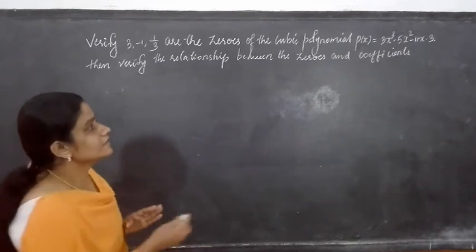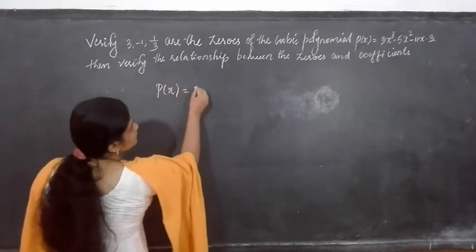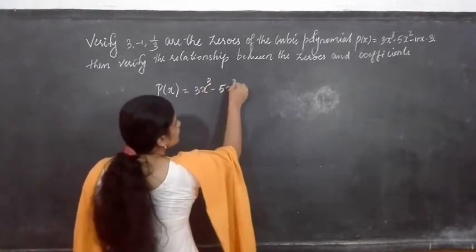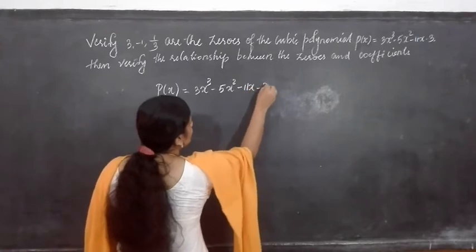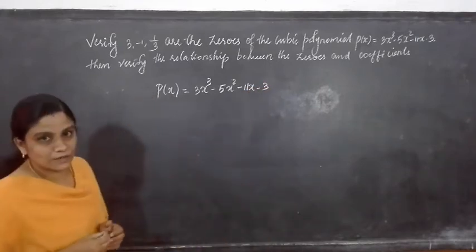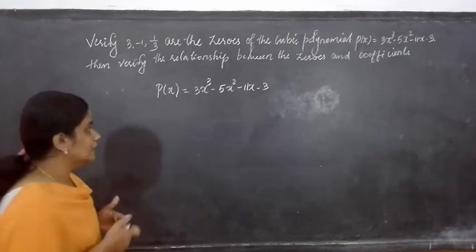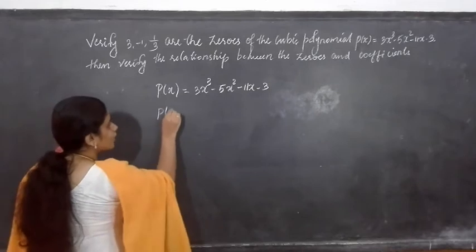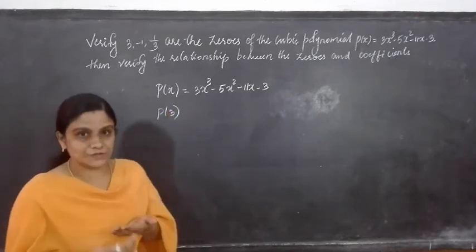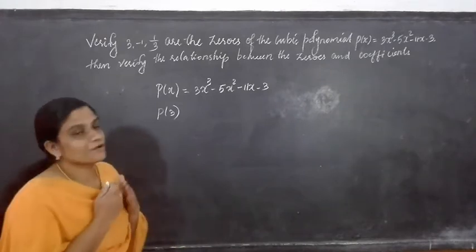So here the polynomial given to us is p of x equals 3x cubed minus 5x squared minus 11x minus 3. First of all, we will consider the number 3. Children, we have to check whether 3 is a zero of the given polynomial. So what you have to do is find p of 3. If p of 3 is equal to 0, then 3 will be a zero of the given polynomial.